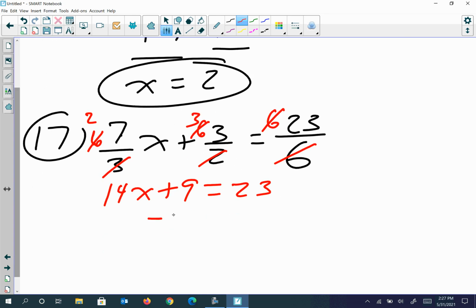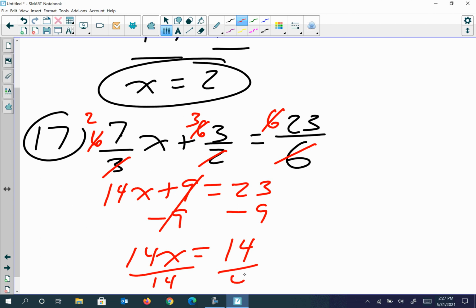And then from there, we're going to subtract 9 from both sides. Those cancel. And so that's going to give me 14. Divide each side by 14. Those cancel, so I get x equals 14 over 14, which is just 1.